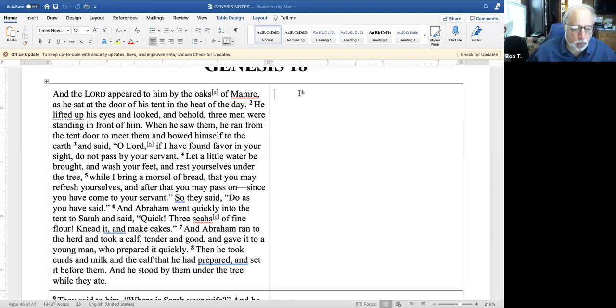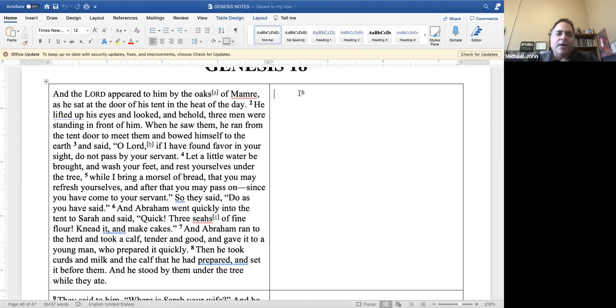And Abraham went quickly into the tent to Sarah and said, quick, three sheaves of fine flour, knead it and make cakes. And Abraham ran to the herd and took a calf, tender and good, and gave it to a young man who prepared it quickly. Then he took curds and milk and the calf that had been prepared and set it before them, and he stood by them under the tree while they ate.